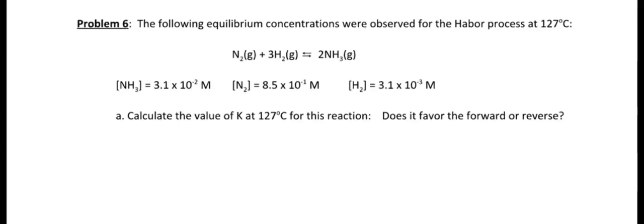All right, so problem number 6 is the following: equilibrium concentrations are observed for the Haber process at 127 degrees. Here's the equation, and there are my equilibrium concentrations. Now calculate the value of K at 127. Does it favor the forward or the reverse?